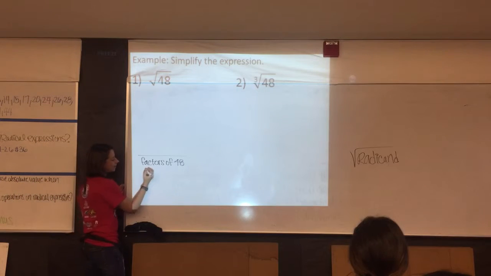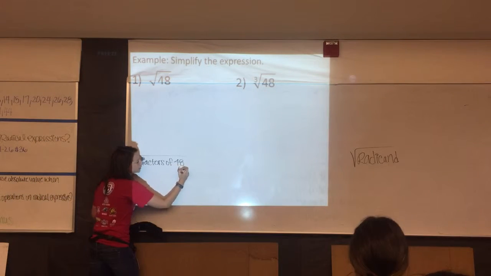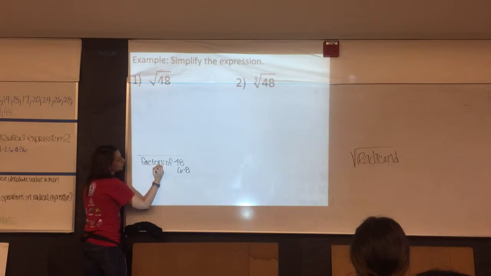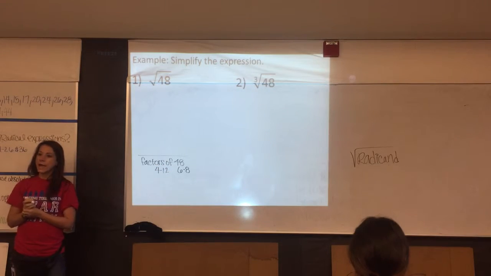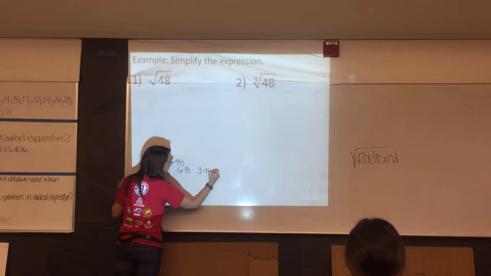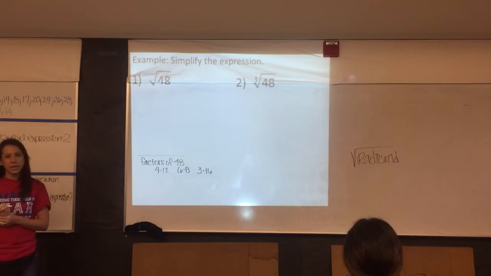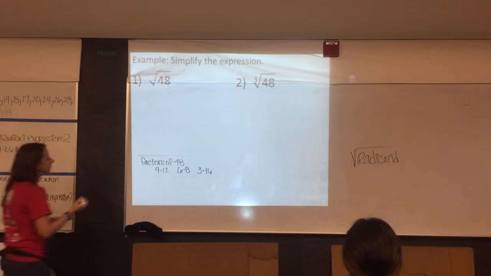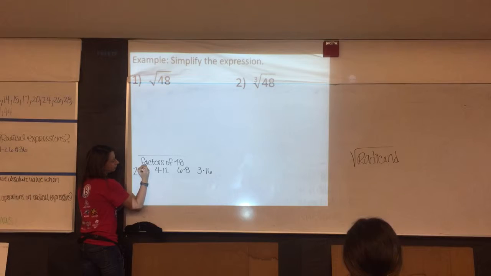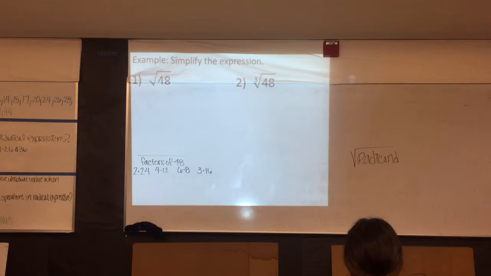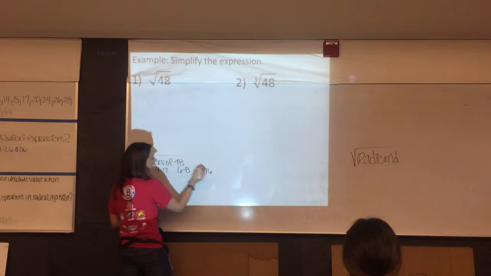I had a lot of 6 times 8. I had some 4 times 12. And I had one group that came up with 3 times 16. There is another pair that is missing. Ooh, 24 and 2. And there's one more that's still missing. 48 and 1. 48 and 1. Check it.